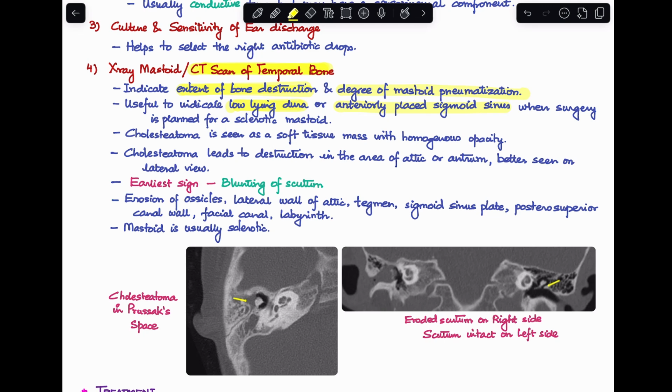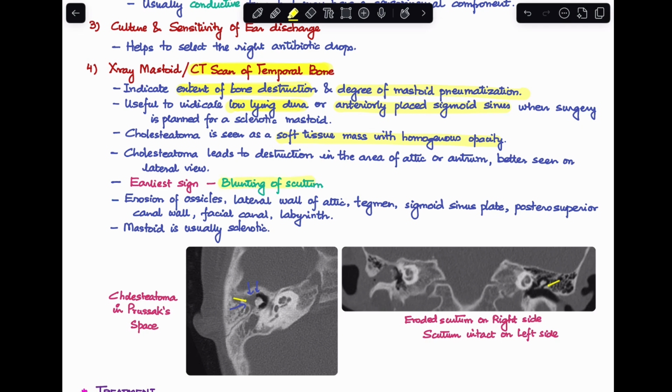Now, what does cholesteatoma look like in a CT scan? It will be seen as a soft tissue mass with a homogeneous opacity. You can see in the image over here, the yellow marked in the first image, that this is what a cholesteatoma looks like. Here it is present in the Prussak's space. And cholesteatoma can lead to destruction of the attic antrum, and in that case it will be better seen on a lateral view.